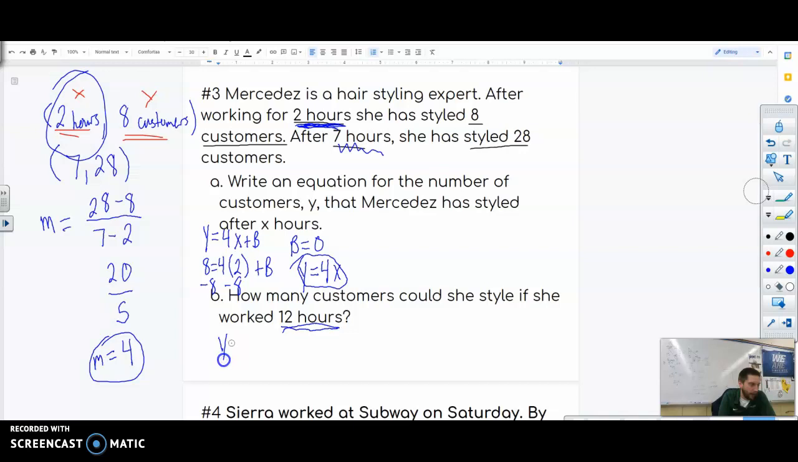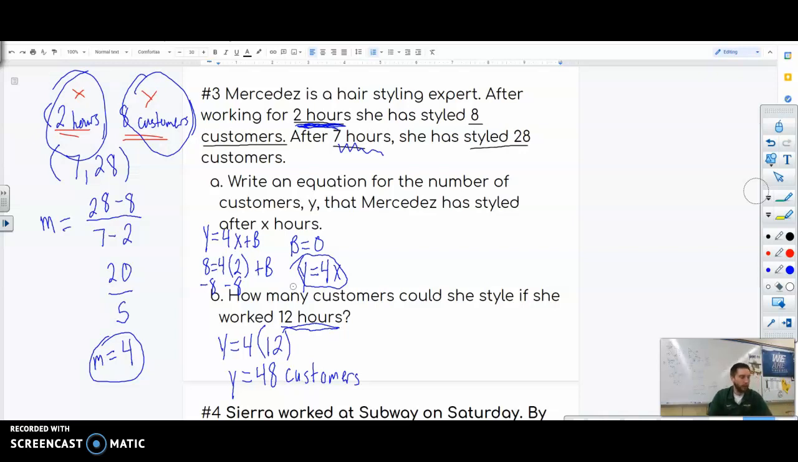Okay, so Y equals 4 times 12. 4 times 12 is 48. So Y equals 48. And 48 what? 48 monkeys, $48? Well, we said my Y value represents customers. So 48 customers. So what does this mean? This means she could help 48 customers if she worked for 12 hours.